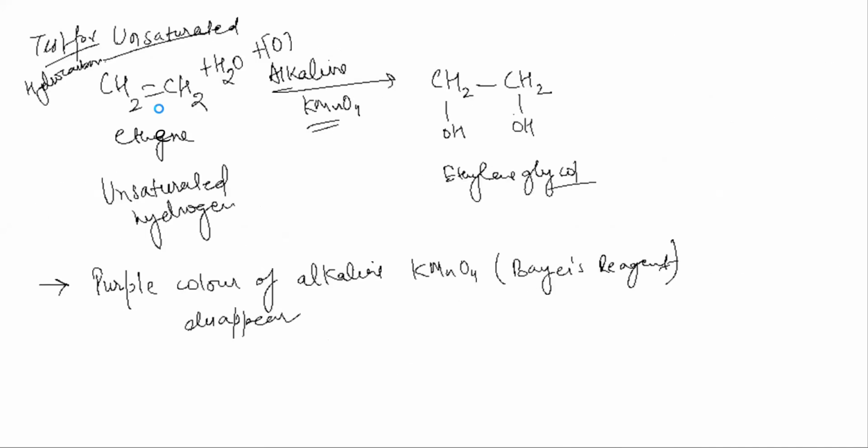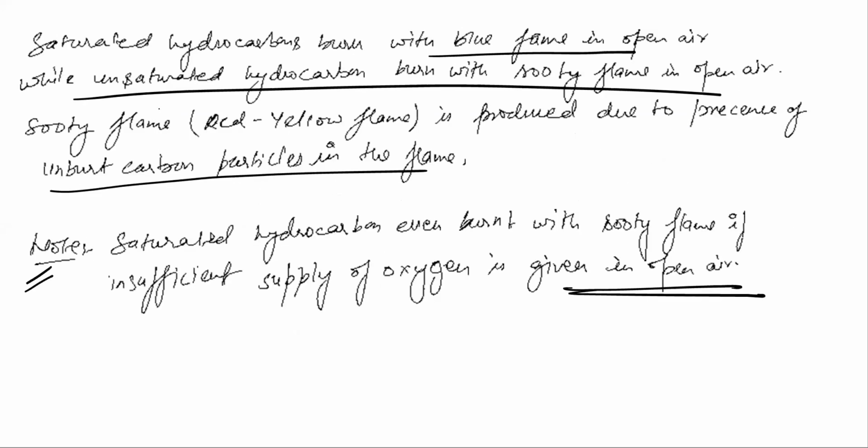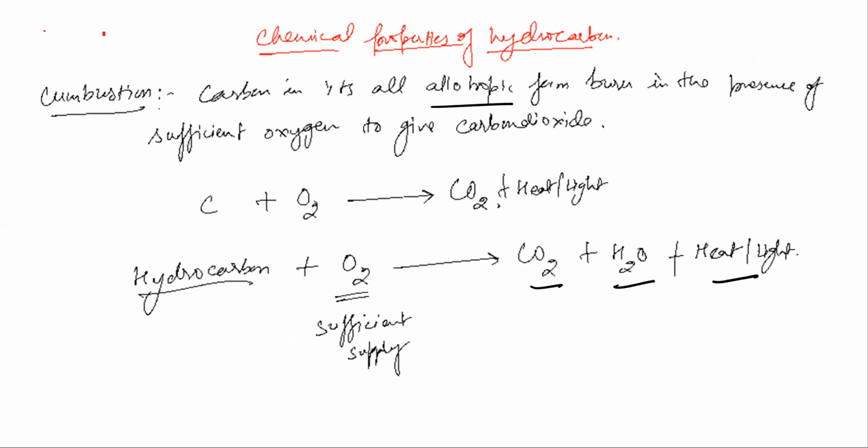We have some important questions. Combustion, chemical properties. Note down the topic: chemical properties of hydrocarbons. The first property of hydrocarbons is that whenever we burn any carbon, whether it is diamond, graphite, Buckminsterfullerene, any form of carbon.